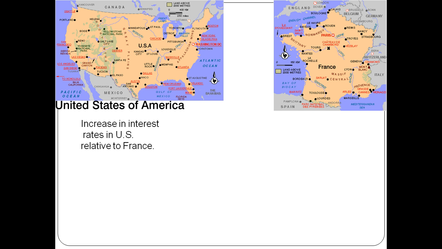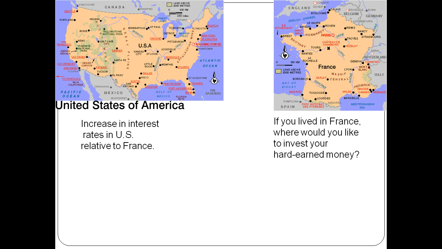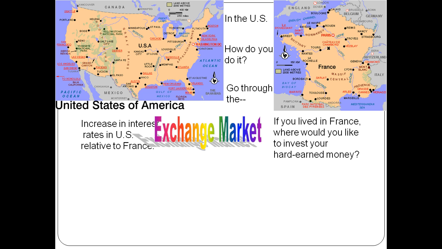So let's say there's an increase in interest rates in the U.S. relative to France. So if you lived in France, where would you like to invest your hard-earned money? In the United States, because you can get higher interest on your money. So how do you do it? You go through the exchange market. So what's going to happen is France is going to go ahead and supply their euros in order to buy dollars. So let's go ahead and take a look at a graph of the supply and demand for euros.